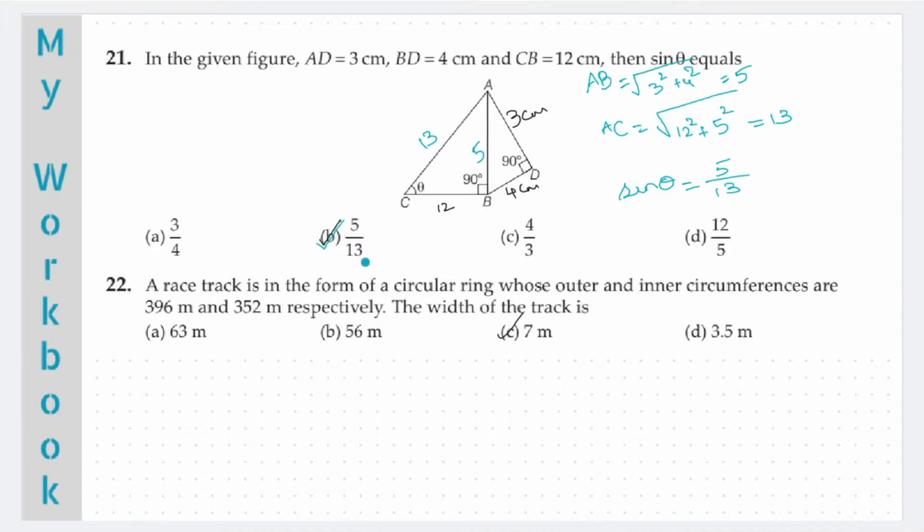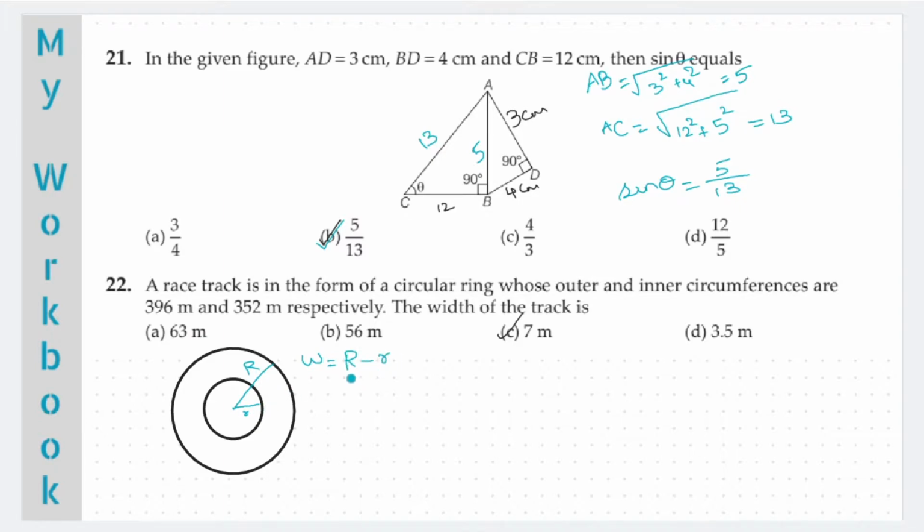Let's move on to question number 22. A racetrack is in the form of a circular ring. There are two circles. Let the inner radius be small r and the outer radius be capital R. We are asked to find the width of the track. So width of the track will be the bigger radius minus the smaller radius.